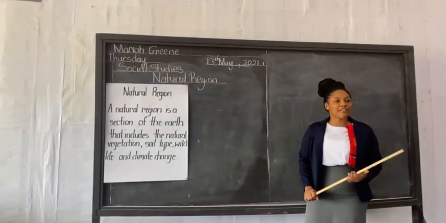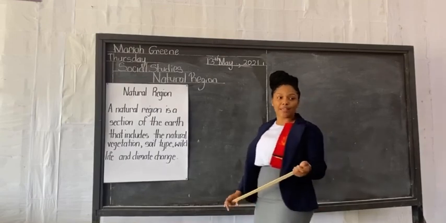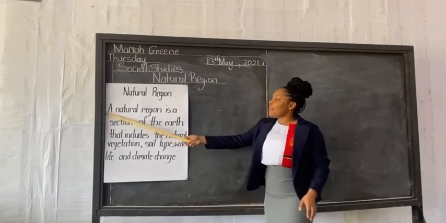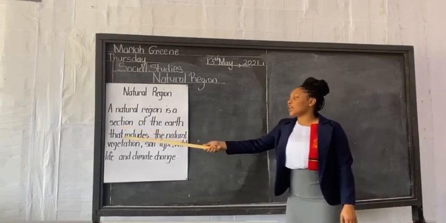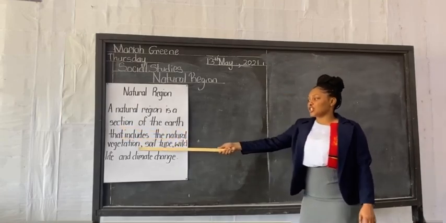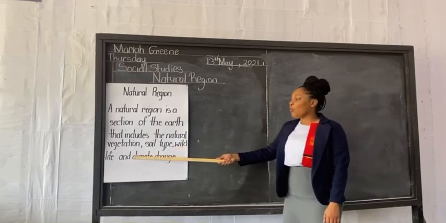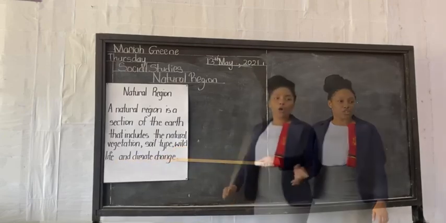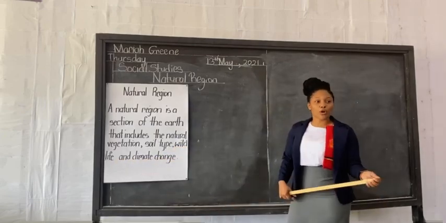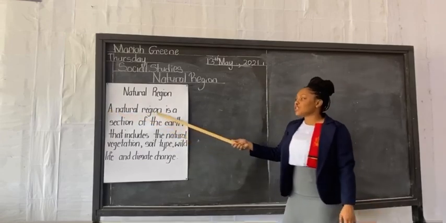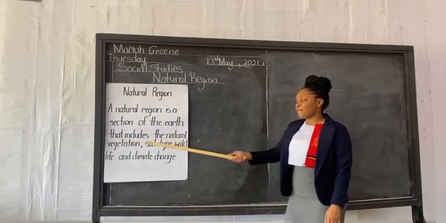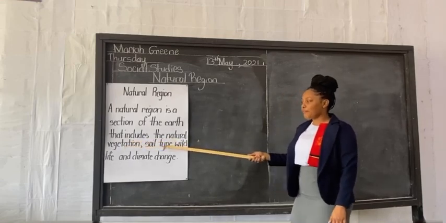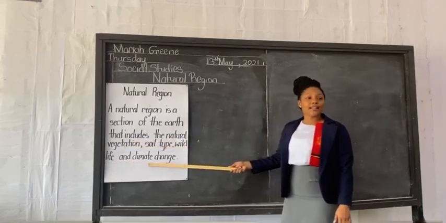So here we have the definition of what is a natural region. A natural region is a section of the earth that includes the natural vegetation, soil type, wildlife, and climate. Okay, so I'm going to go over that once more. A natural region is a section of the earth that includes the natural vegetation, soil type, wildlife, and climate.